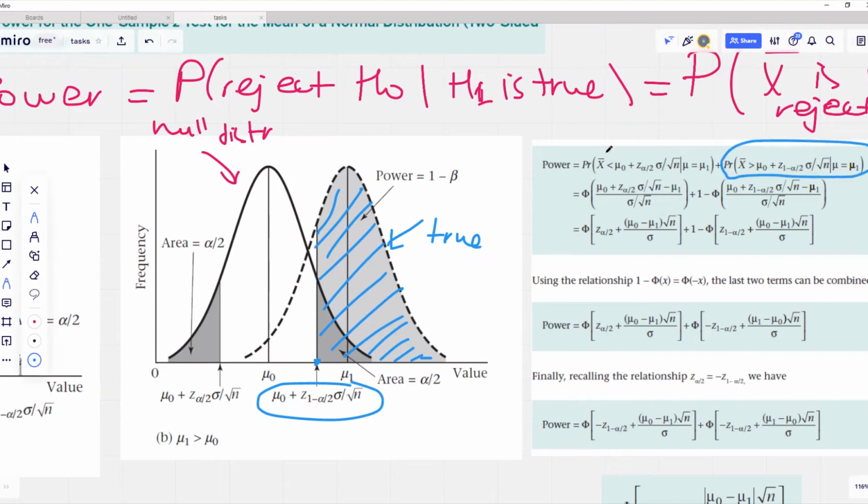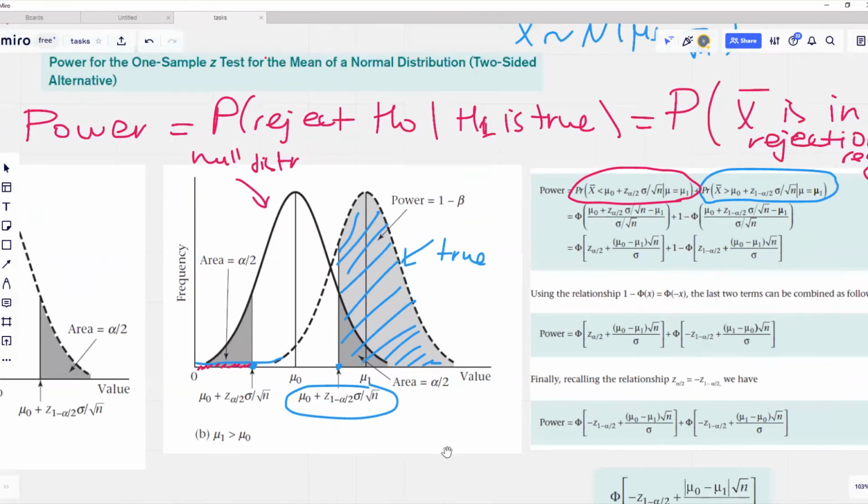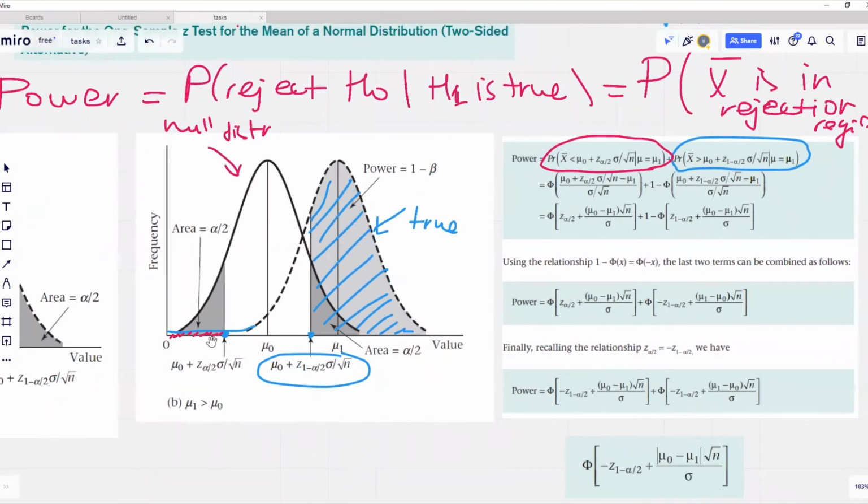Okay, now, but we also have this left part. This is when X bar is less than this critical value over here. And since we are looking at our true distribution, if we extend this tail here, this probability is defined as the following red area. And as you can see, this area is very small.